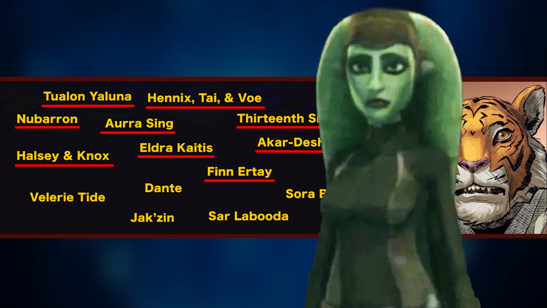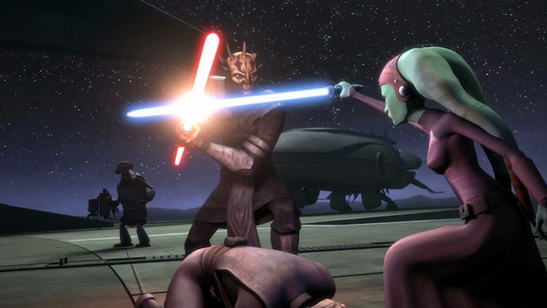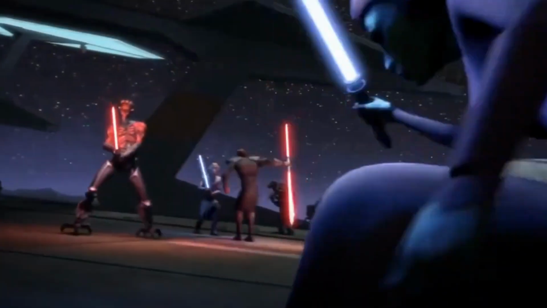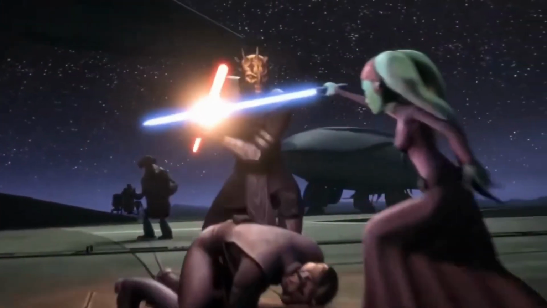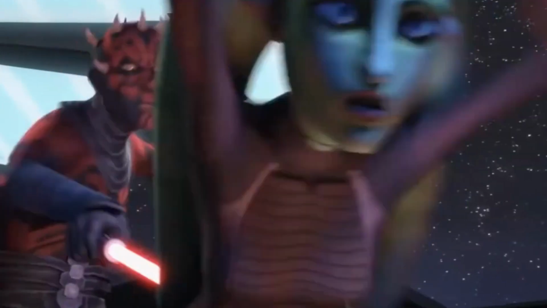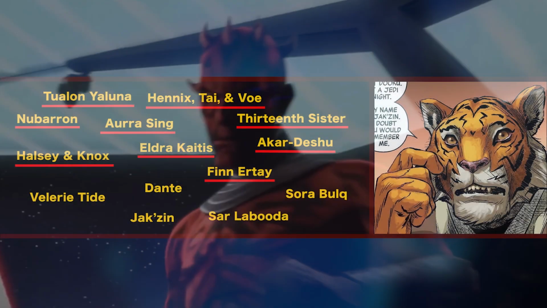She was a Twi'lek Jedi. In the Clone Wars, she fought Maul and Savage alongside a Nikto Jedi at an Outer Rim spaceport. She died protecting the Nikto, who was killed not long after her. She first appeared in an episode of the Clone Wars.